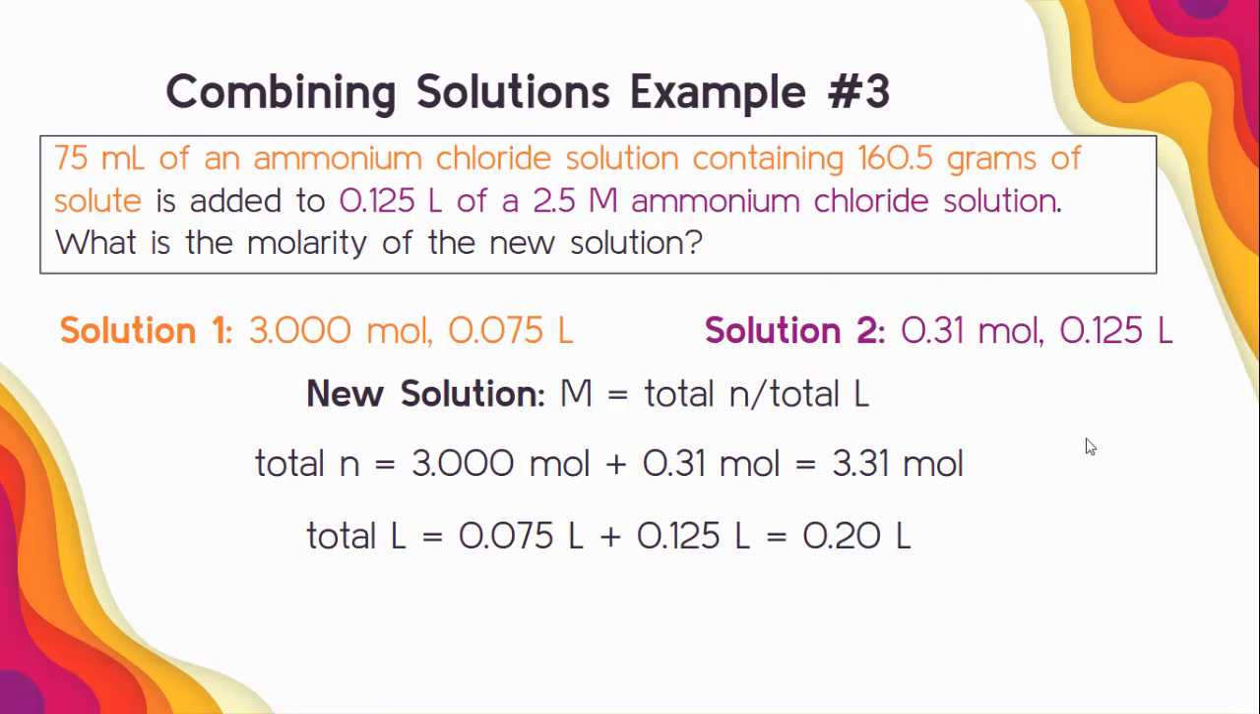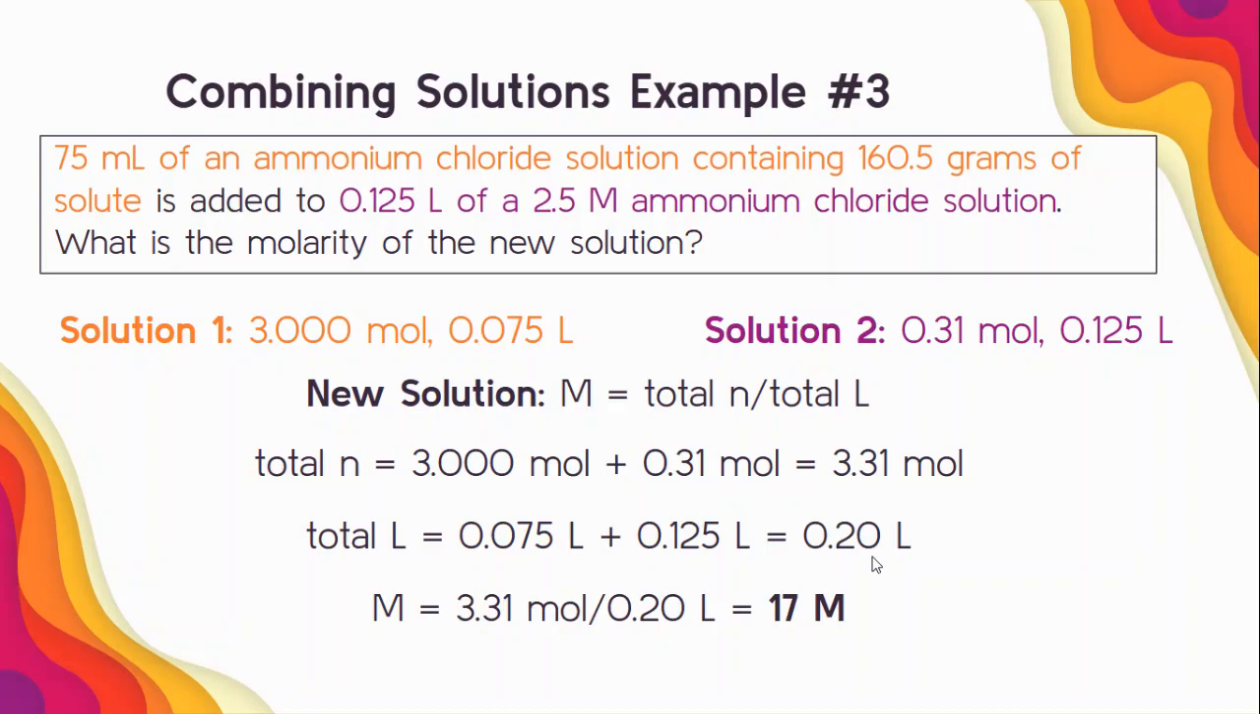For our total liters, we would do the 0.075 from solution 1 plus the 0.125 from solution 2. Rounding to proper sig figs, it comes out to 0.20 liters. We're adding, so we look after the decimal for sig figs. We have 2 after the decimal here, 3 after the decimal here, so we should have 2 after the decimal in our answer, which is why it's 0.20.